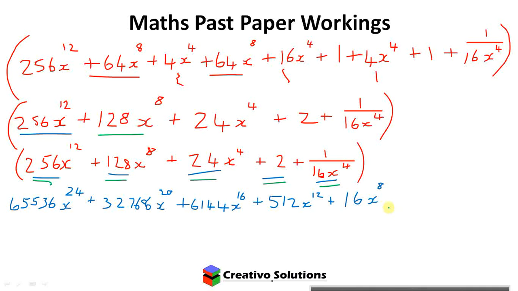Okay, so 128 times 256 is 32,768, x to the 20. Next one, 128 times 128 is 16,384, x to the 16.